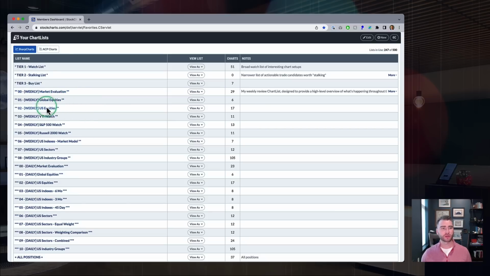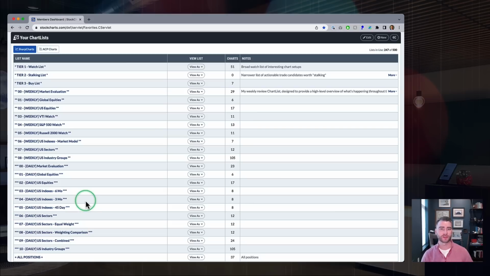But I've also got chart lists set up for all of the global equity indexes that I want to follow, all the US equity indexes that I want to follow. I dig into a couple specific indexes like VTI, the S&P 500, and the Russell 2000. I've got lists in here for the US sectors, those different sectors of the market. I've got lists in here for the industry groups, the Dow Jones industry groups as well. And then I kind of repeat that with the daily process. Those are typically shorter term charts, as you're actually going to see on today's show. But the idea, again, is that I've got all of these here.